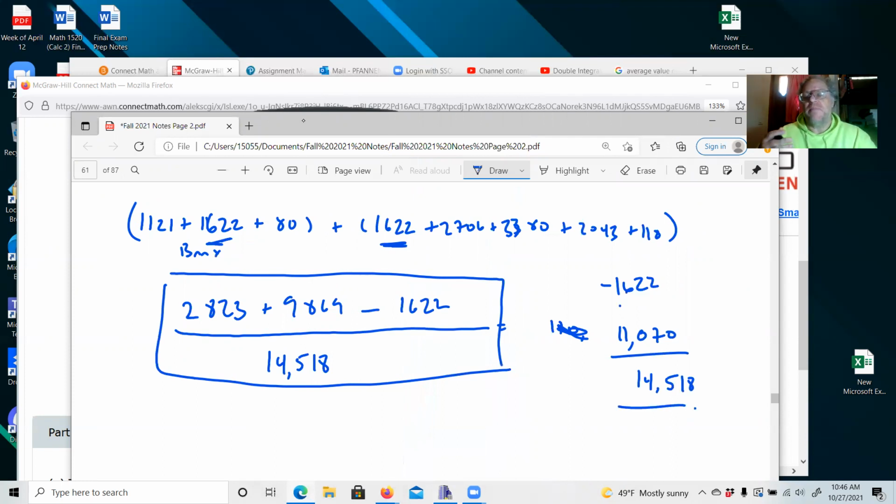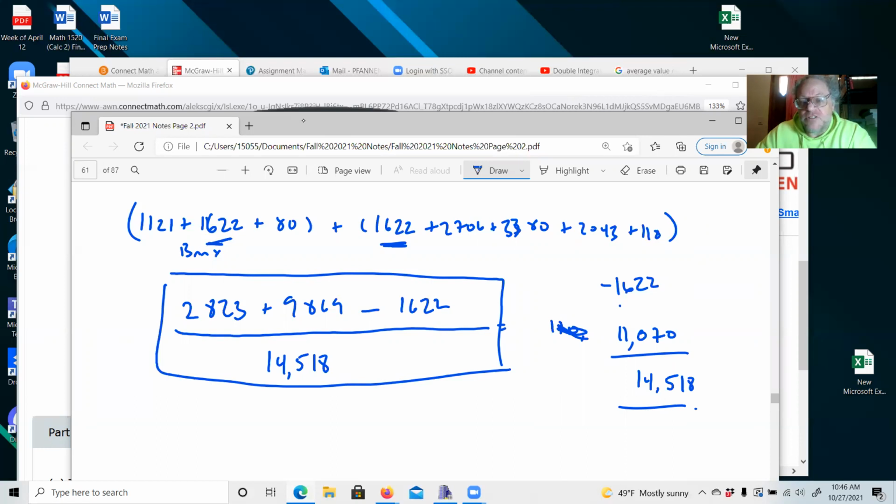14,518. By the way, this is going to be your first quiz where you're going to be writing stuff down and then taking a picture of your work and depositing it into the Dropbox that is next to the exam, or next to the quiz.